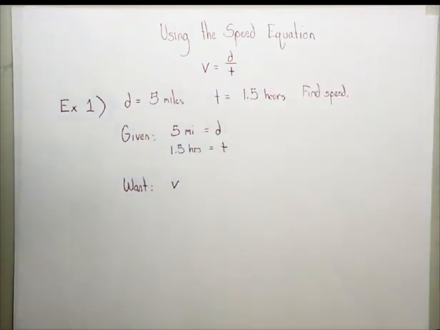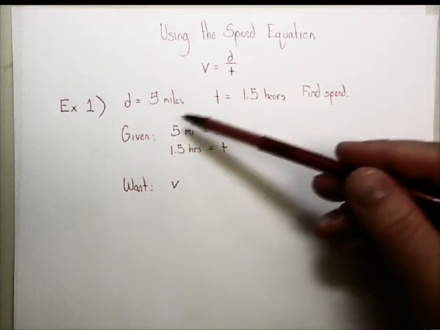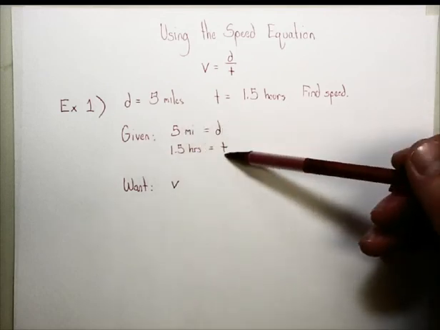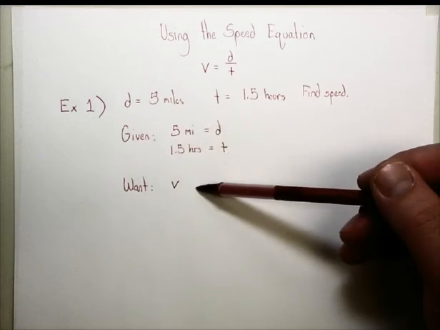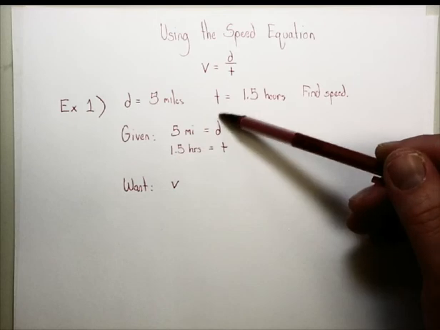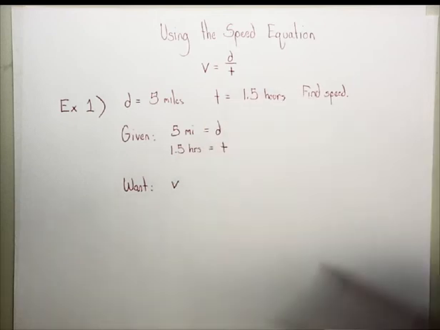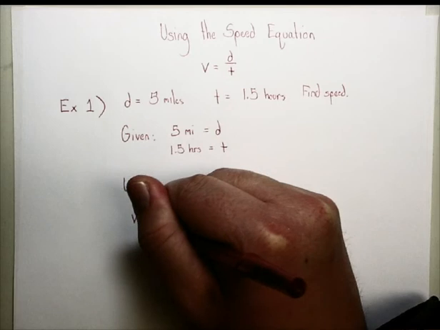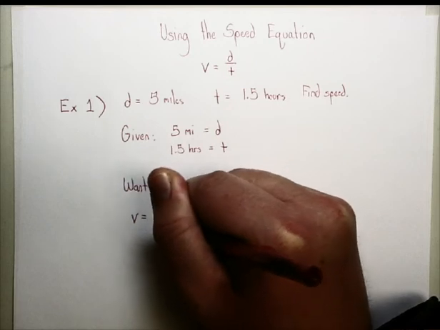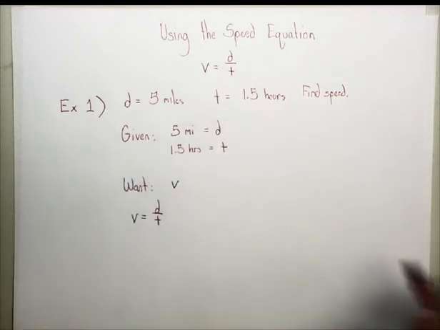And notice I'm using the abbreviation for speed, that lowercase v. It has to be lowercase. Uppercase means volume. Alright, now we have what we're given, a distance and a time, and we want speed. The thing that's going to allow us to find this, we want an equation that has v, d, and t in it. Lo and behold, that is the speed equation. So notice I'm writing the speed equation without doing anything else, just writing the equation.